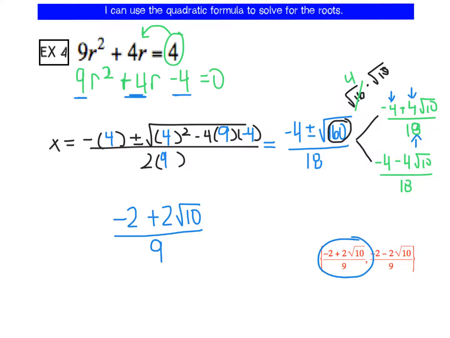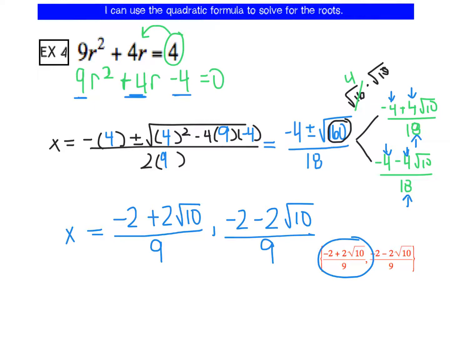And then this one right here is going to be the same thing. 2 is going to go into those. 2 goes into -4 and -2 times. Divided by 9. So x equals, those are my solutions.